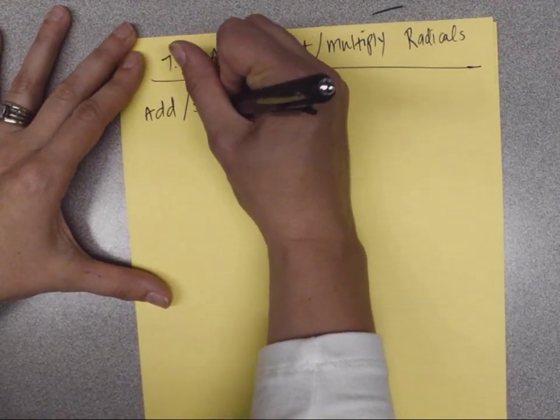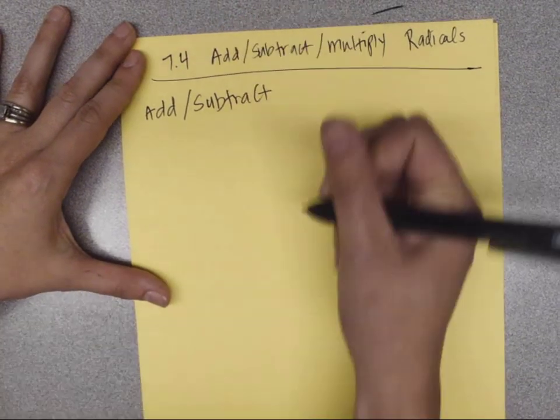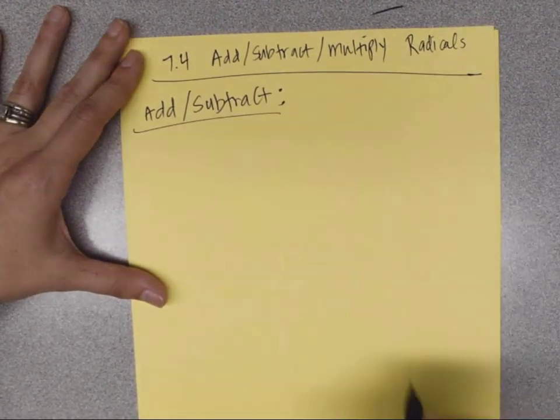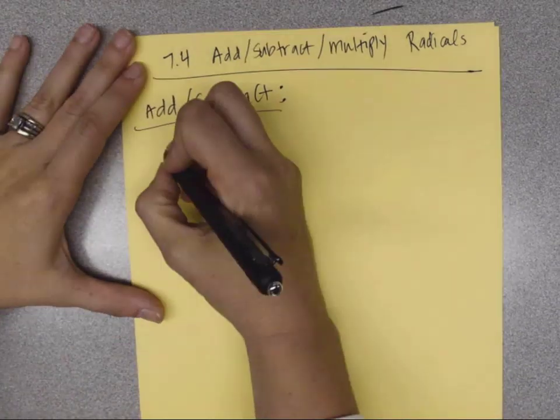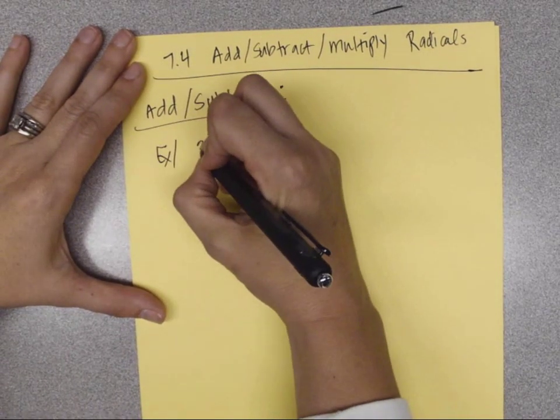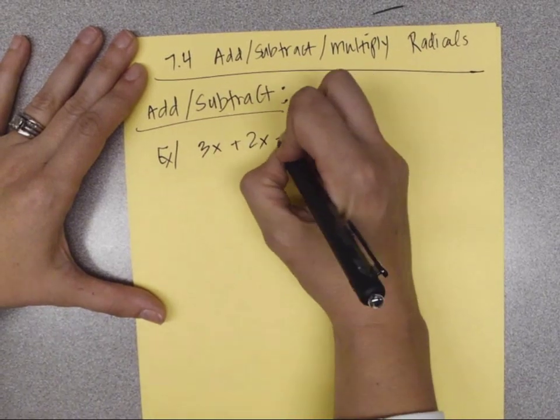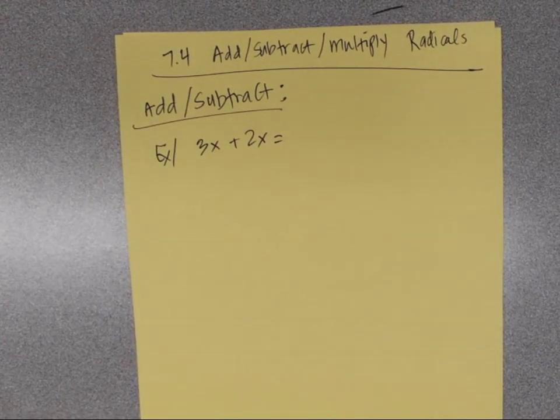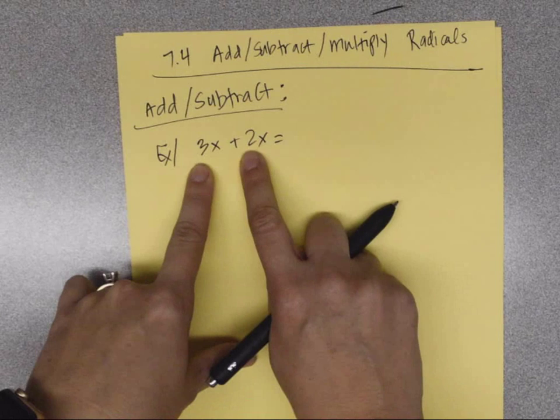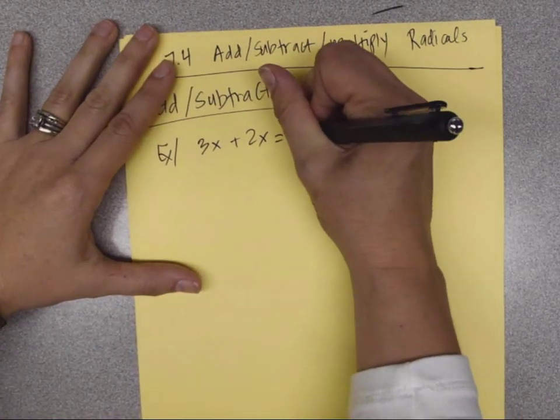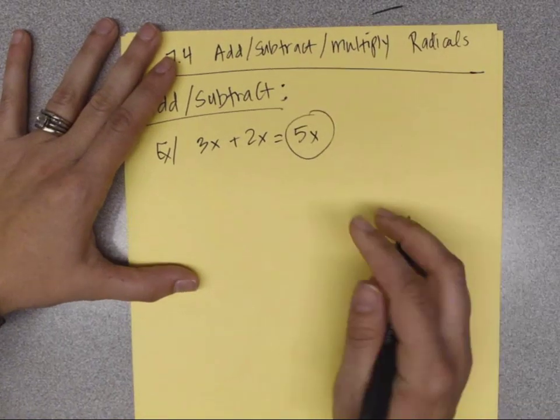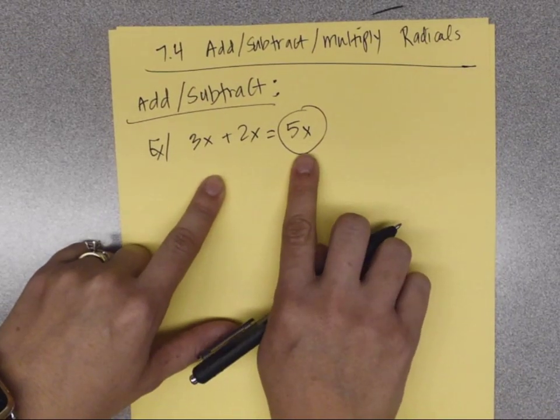dividing them. Okay, so we add and subtract radicals the same exact way that we add and subtract variables. So for example, if I had 3x plus 2x, the way I add those two variables together is I add the coefficients, the numbers in front. So I would do 3 plus 2. I know 3 plus 2 is 5, and so my answer is 5x. And I just kind of ignore the x, and I just throw it on at the end.